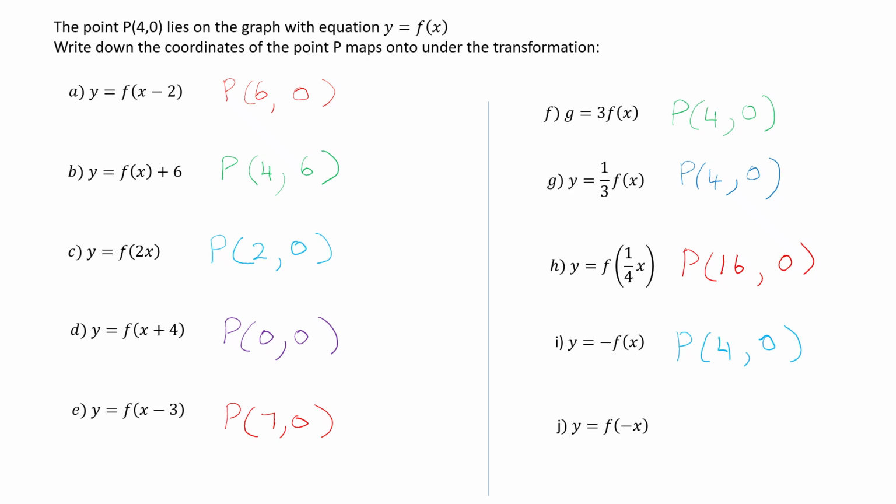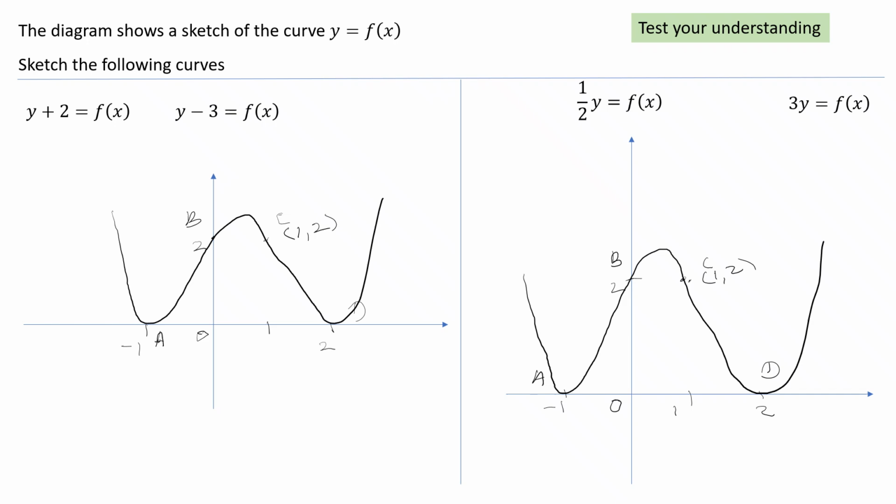So the next point, y equals f(-x). So the x coordinate is changed by -1. So the new x coordinate is going to be -4. The y coordinate is not changed. Pause this video and try it yourself.